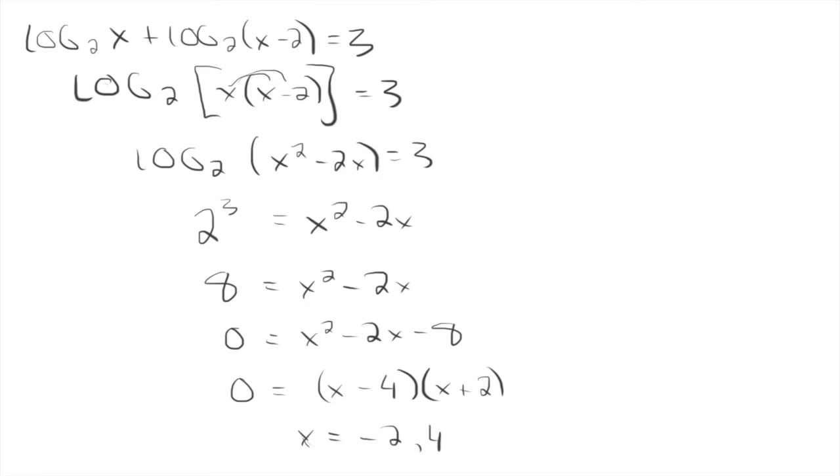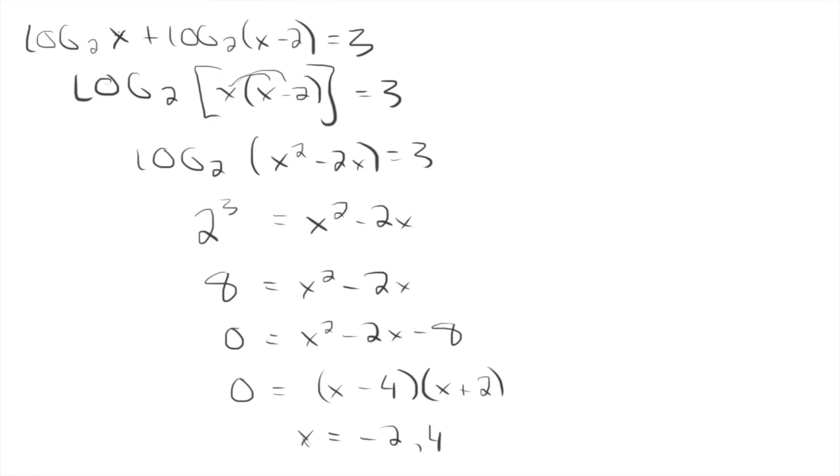Now because this was a logarithmic equation to start out with, whenever we get rid of the logs, we could introduce extraneous solutions. So we need to check both of these. You don't have to check it all the way through. You just need to make sure that when you plug these values in, you're not taking the log of 0 or the log of a negative, because you can only take logs of positive values.